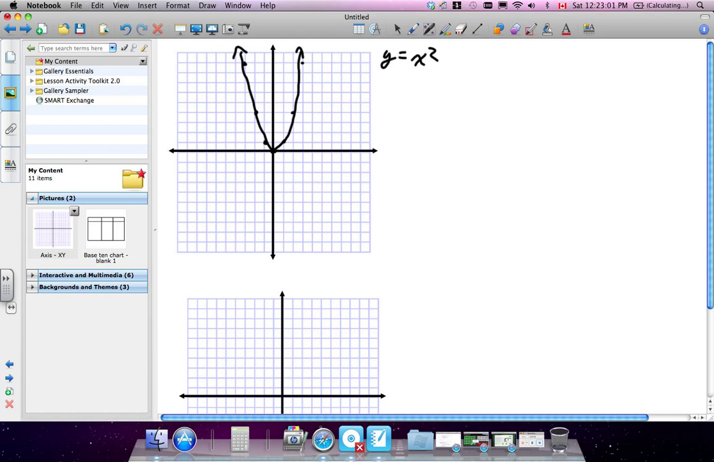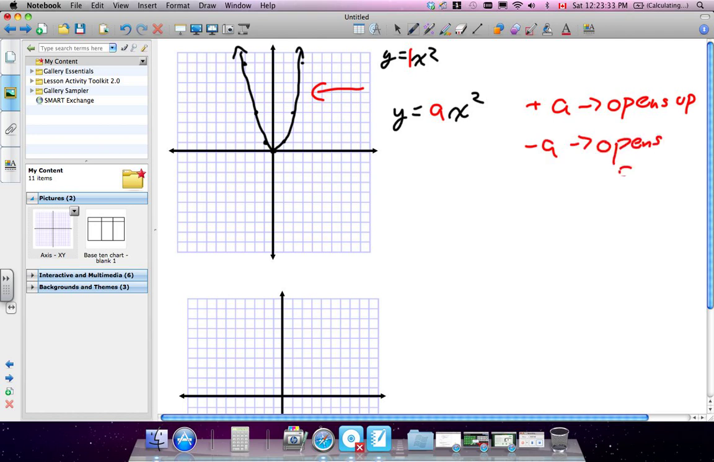Now we're going to talk about our A. So we're using this letter now, A. If A is positive, it opens upwards. So in other words, exactly what we have here opens upward. And in this case, our regular one, if you notice, since there's no number there, it's just positive 1. That's the number we're dealing with. If A is negative, our parabola opens down.